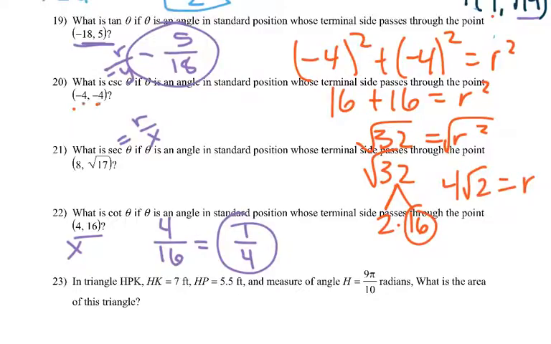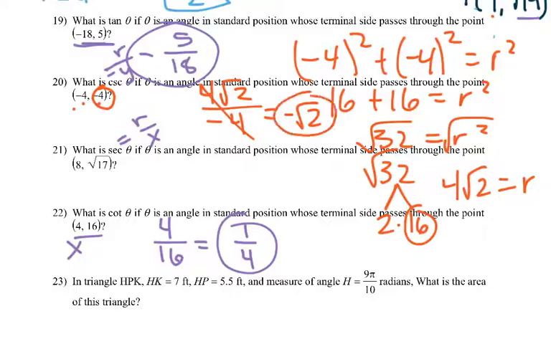If they're the same like that, that should tell you that that's a 45, 45, 90 triangle. So the cosecant would be the r value, 4 square roots of 2, over the y value, -4. The 4's cancel. We're left with negative square root of 2 for our answer.